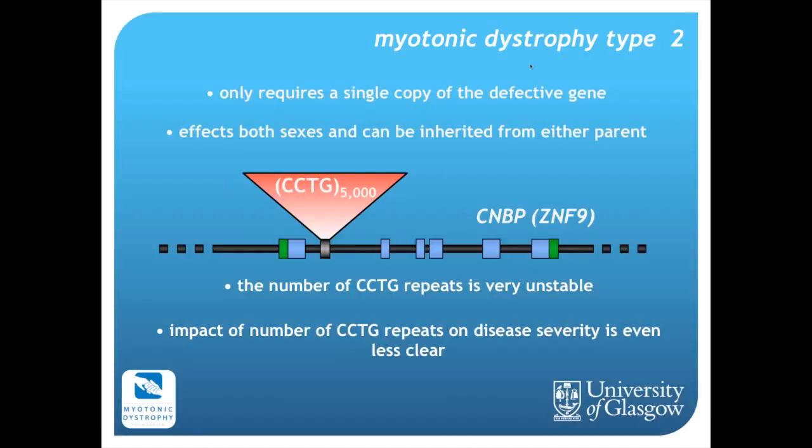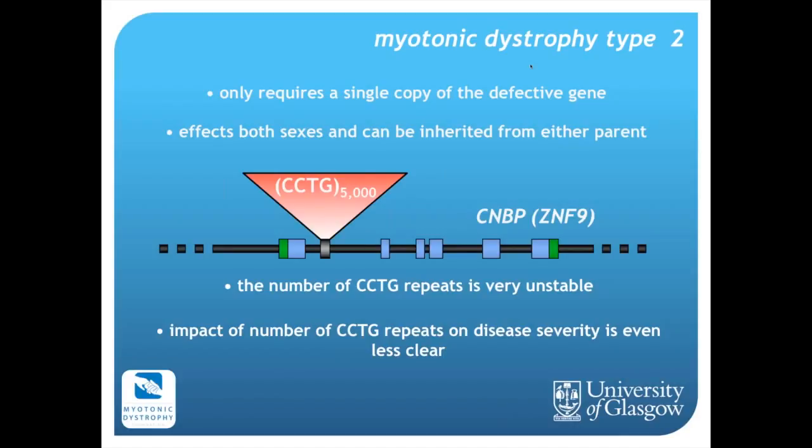So everything I've told you about so far is associated with myotonic dystrophy type 1, and that's the most common type of myotonic dystrophy in most of the populations. But there is another type, myotonic dystrophy type 2, and the genetics of that are similar, although generally less well understood. So myotonic dystrophy type 2, again, only requires a single copy of the defective gene, and again, can be acquired by individuals of both sexes and can be inherited from individuals of either sex. So again, fathers can pass it to sons and daughters, and women can pass it to their sons and daughters too, and both are equally affected.